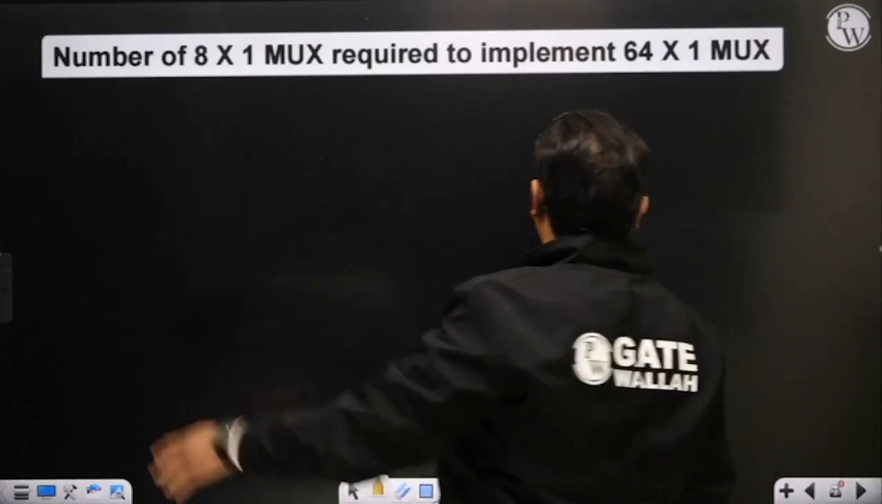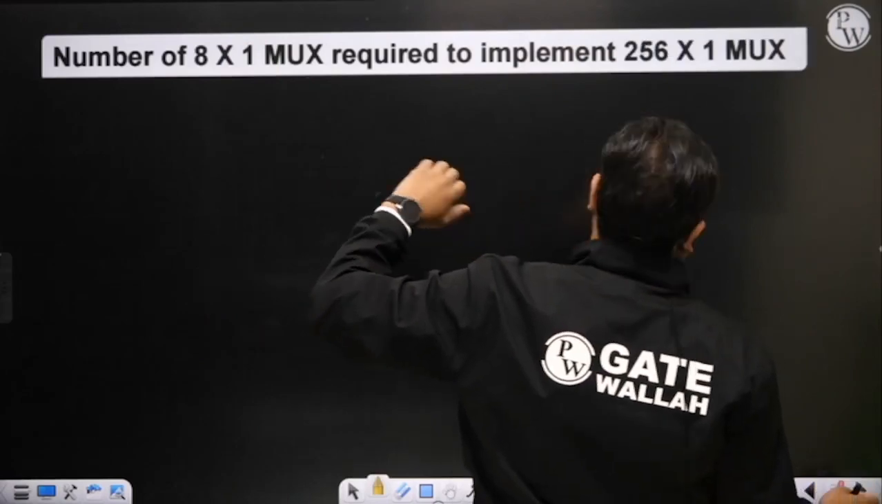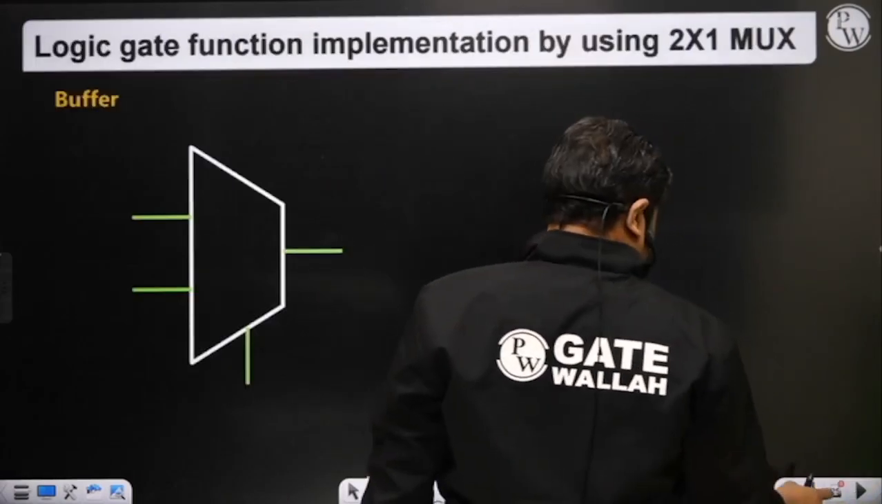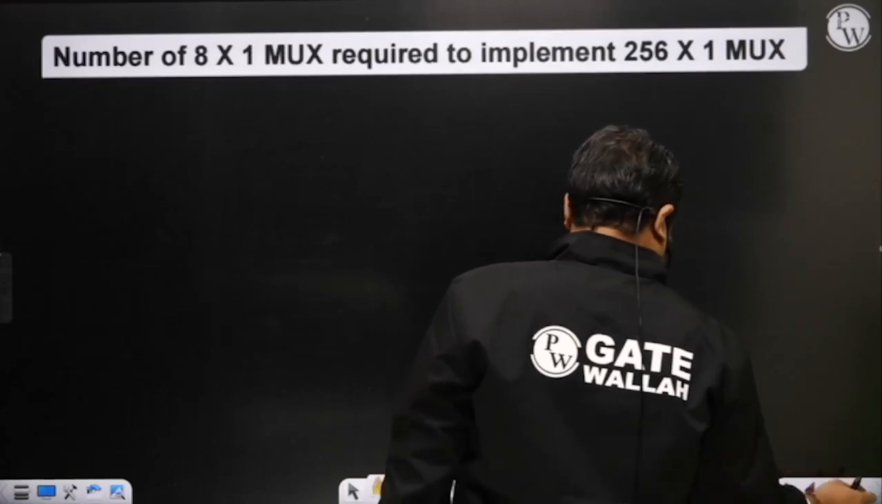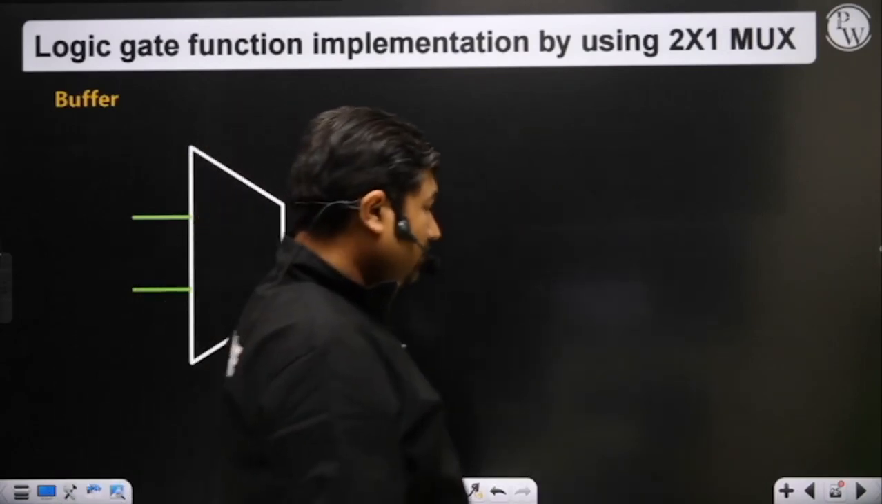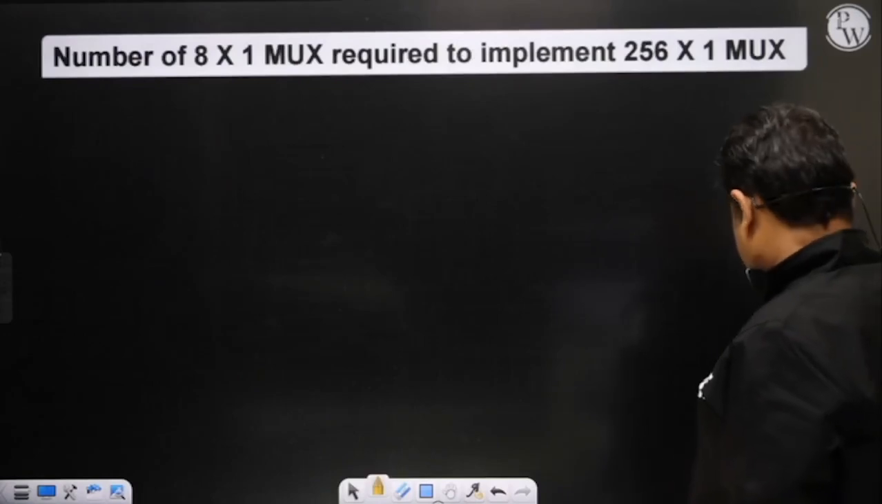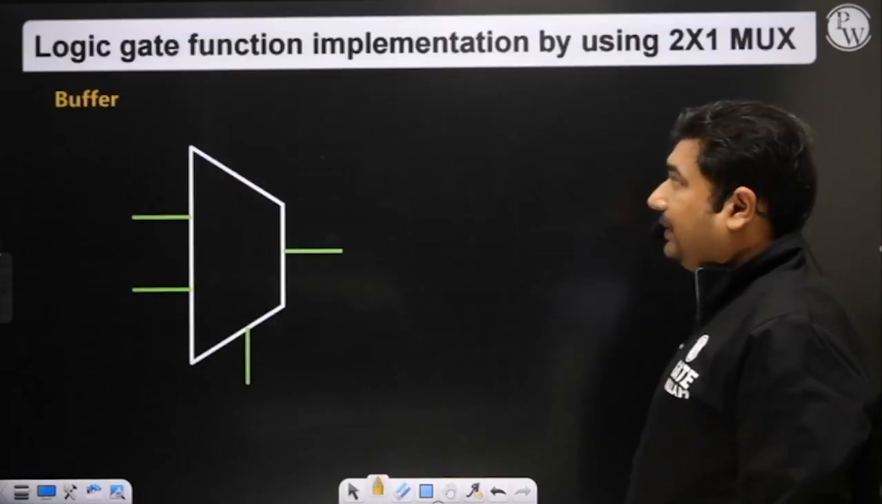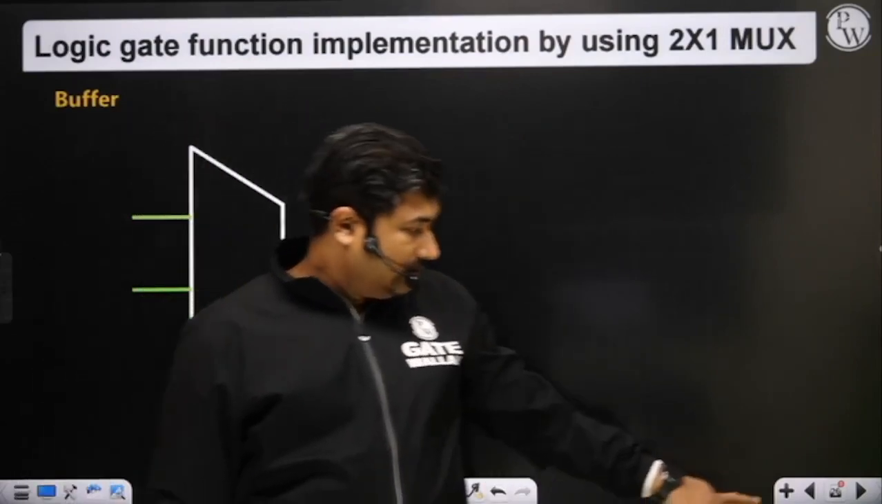Can you implement 64 cross 1 by using 8 cross 1? Yes, sir. Now the same things are there. Next, write down. Till now, we have learned how to implement a higher order multiplexer by using a lower order multiplexer. Is it okay? Great. Next, write down. Implementation of logic gate functions by using multiplexer.